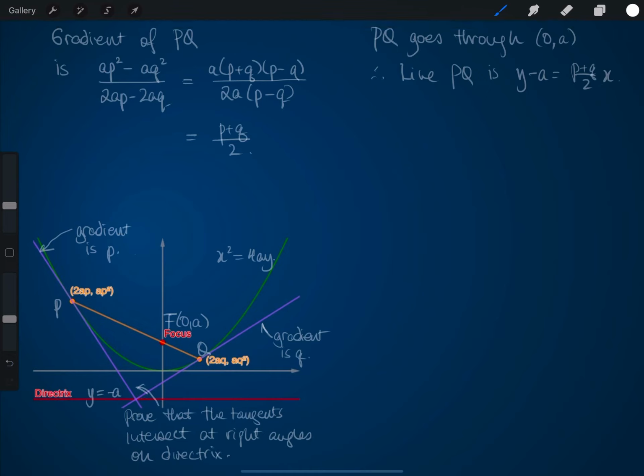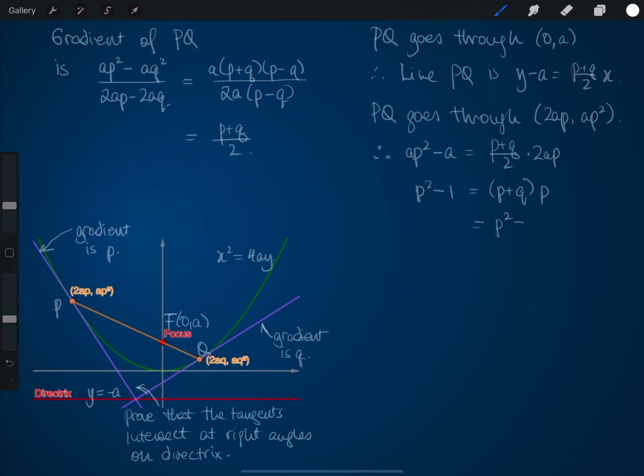So we also know that the focal chord goes through (2ap, ap squared). So if we substitute that point into this equation, it will be a true statement. So let's do that. And now we have ap squared minus a equals (p plus q) over 2 times 2ap. So let's divide that through by a, right? And then we can tidy it up. And this gives us p squared minus 1 equals p squared plus pq. So that's very convenient. This comes out very nicely as pq equals minus 1.